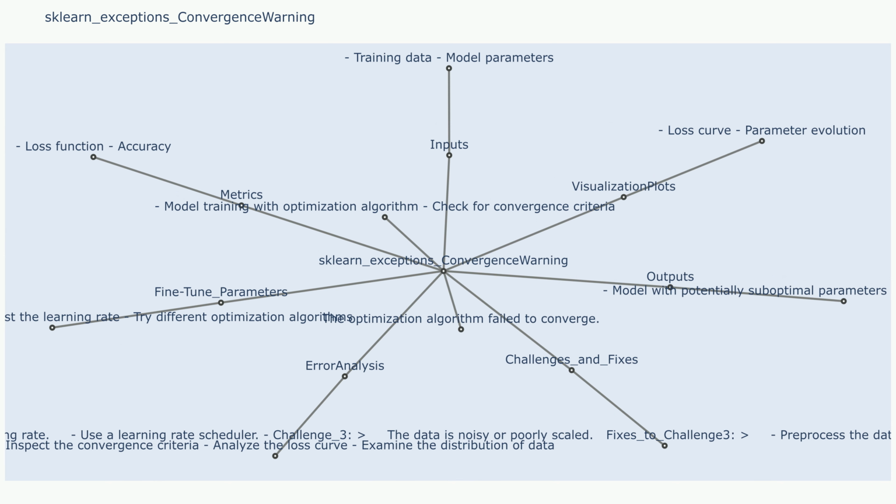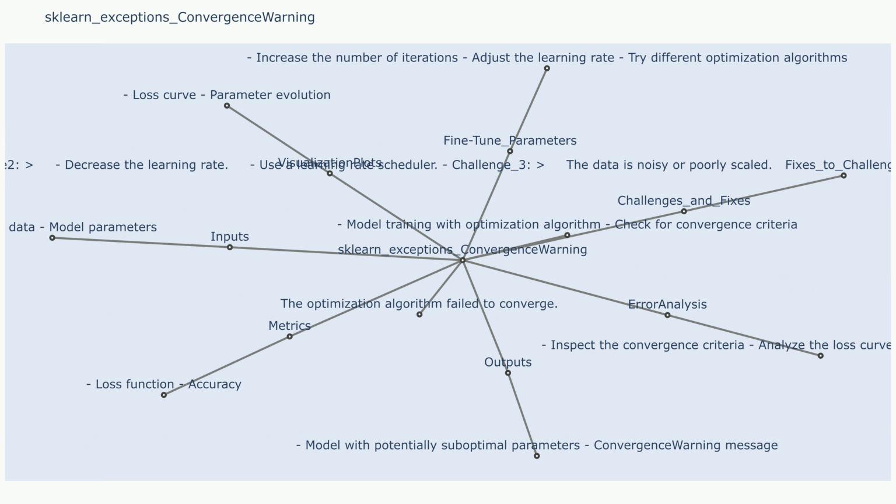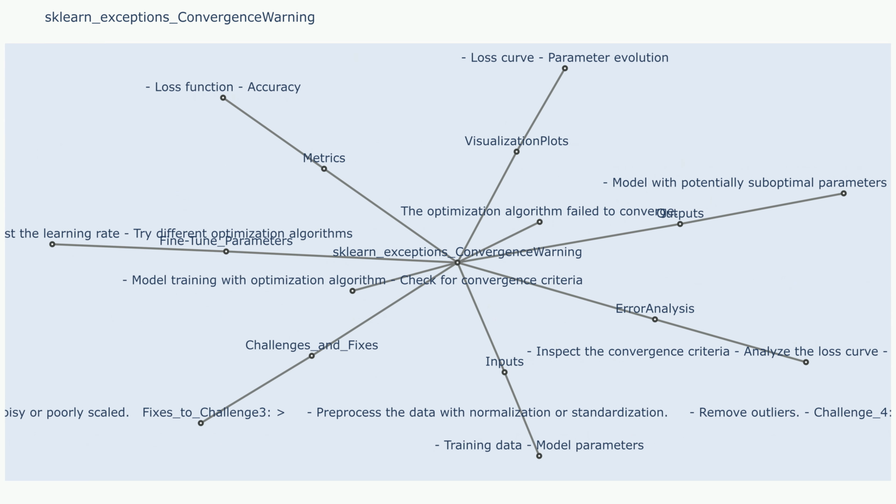Challenges and fixes. Challenge 1: insufficient iterations. Sample use case. Training a model with a small number of iterations might not allow the algorithm to find a good solution. Fixes. Increase the number of iterations allowed for training.